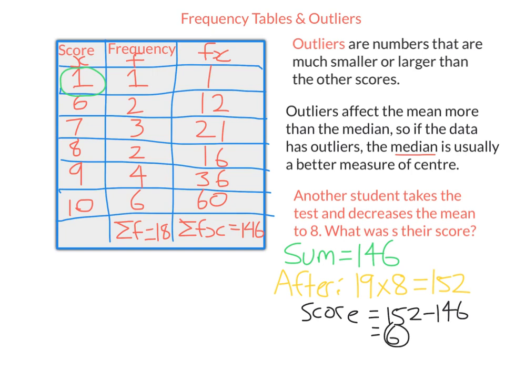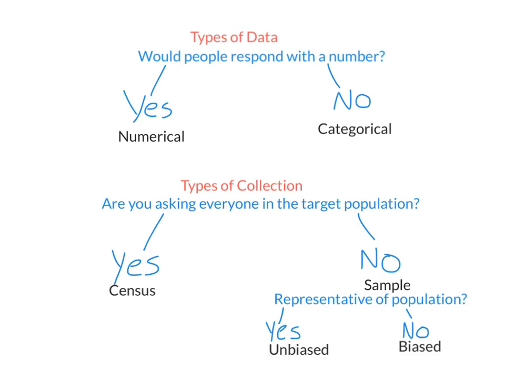All right, let's now go on to types of data and collection. There are two types of data that I can collect: numerical or quantitative data, and categorical or qualitative data. To determine which type of data you are collecting, you need to ask yourself, would people respond with a number? Let's say I want to collect data on eye color of students at Marist. If I ask a student, what is your eye color, they're not going to respond with a number, they're going to respond with a category, like blue eyes or brown eyes. So eye color is categorical data, because if I ask someone their eye color, they wouldn't give me a number.